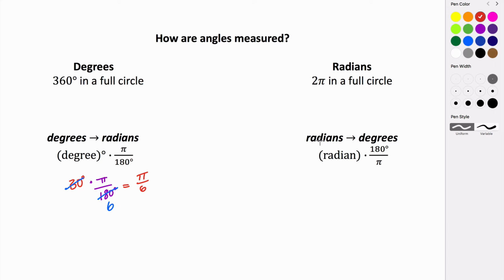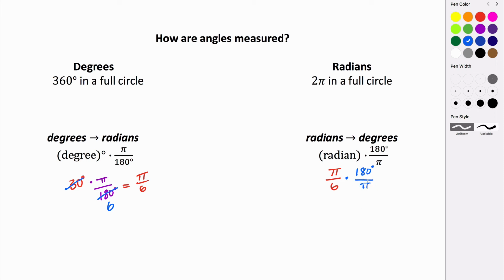And then if you're given an angle that's measured in radians and you want to convert it to degrees, we can just do the reciprocal. We multiply by the reciprocal of our conversion ratio. So if we're given our pi over 6 radians and we want to convert it into degrees, we can multiply by 180 degrees over pi.